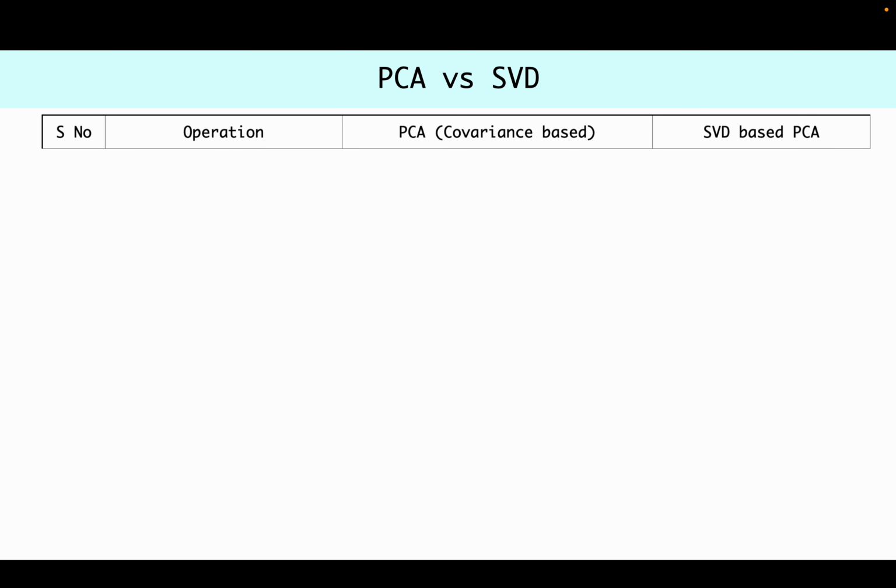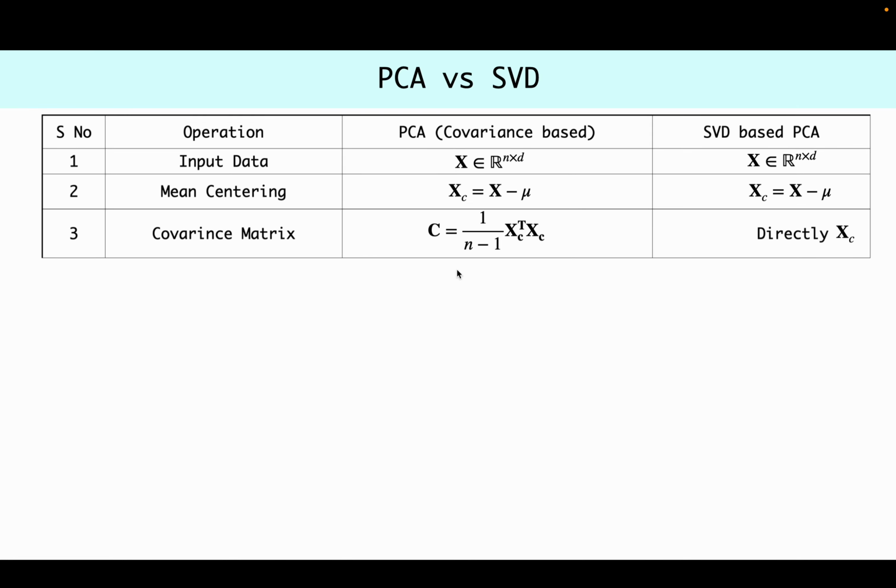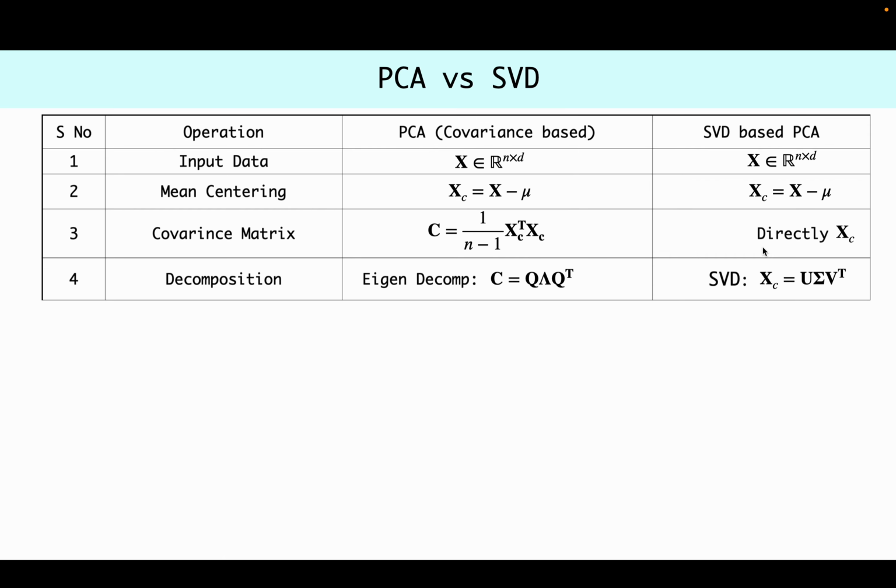Let us now discuss two different ways of computing PCA. One is the covariance based computation of PCA, and the second is SVD based PCA. In both the methods, we start with our input matrix X, we center it, and later we compute the covariance matrix in the case of covariance based PCA, whereas in SVD we don't do that. In the later step, we compute the eigenvalue decomposition for the covariance matrix C, whereas in the SVD based method we do singular value decomposition for the matrix XC.